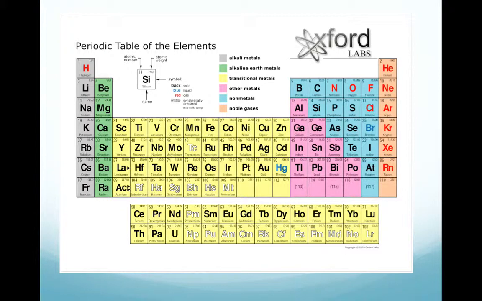Examples of elements include hydrogen, which is indicated by an H, on the upper left-hand side of the periodic table. Carbon, which is indicated by a C, on the right-hand side, second row. And oxygen, indicated by an O, which is near carbon on the right-hand side of the screen there.